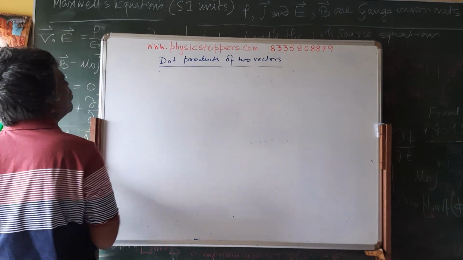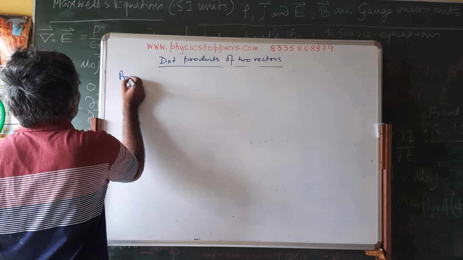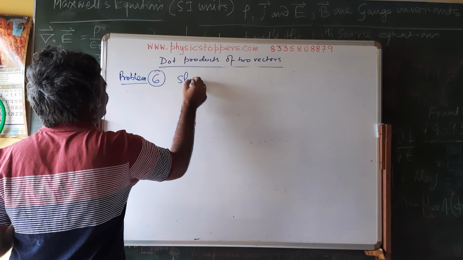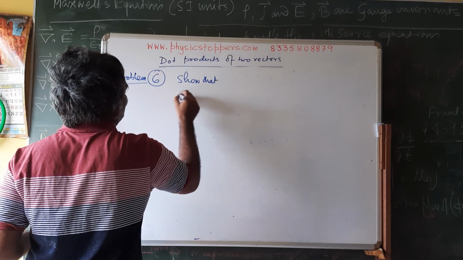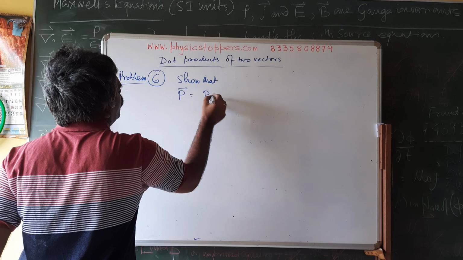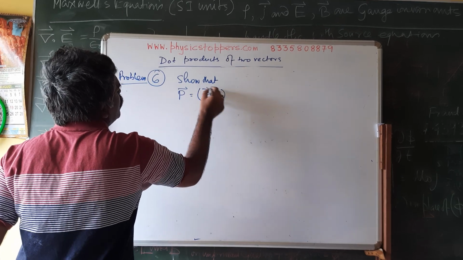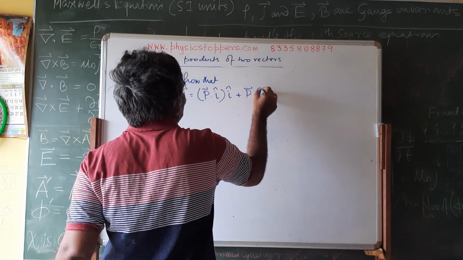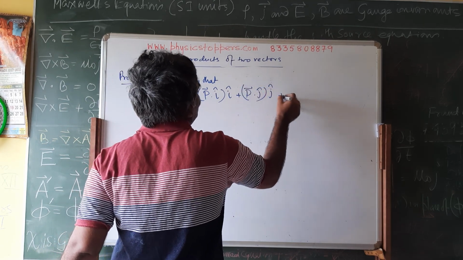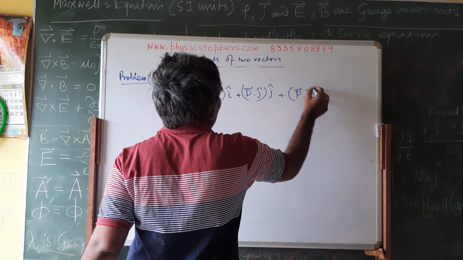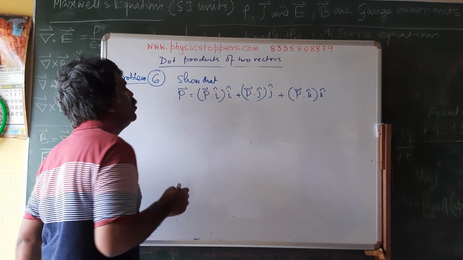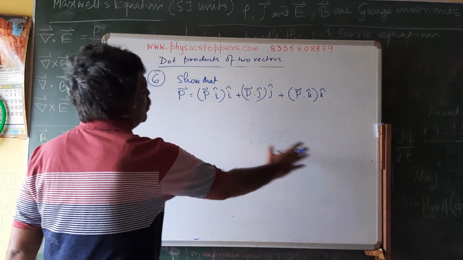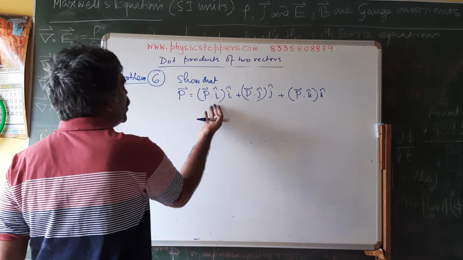Problem. Show that P vector is (P dot i cap) times i cap plus (P dot j cap) times j cap plus (P dot k cap) times k cap. Now you can easily see this is already implied, everything is there. What is P dot i?